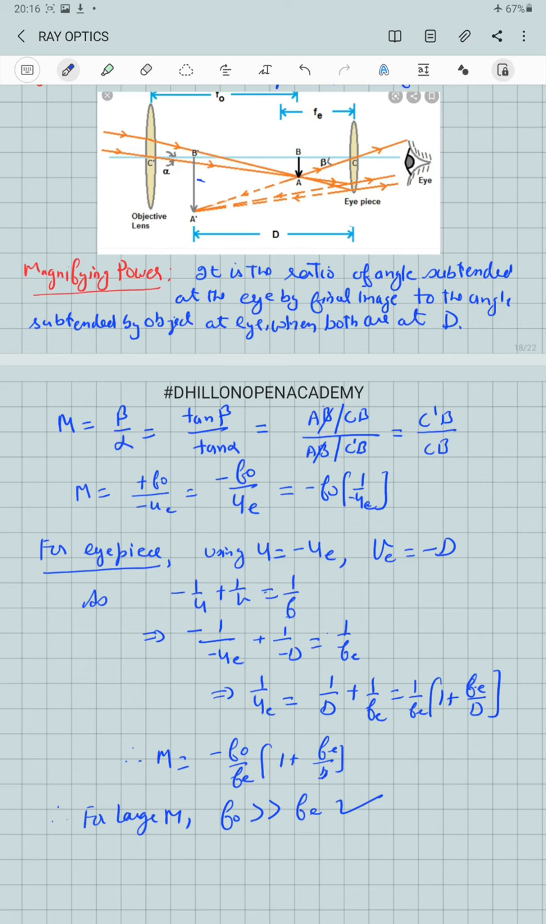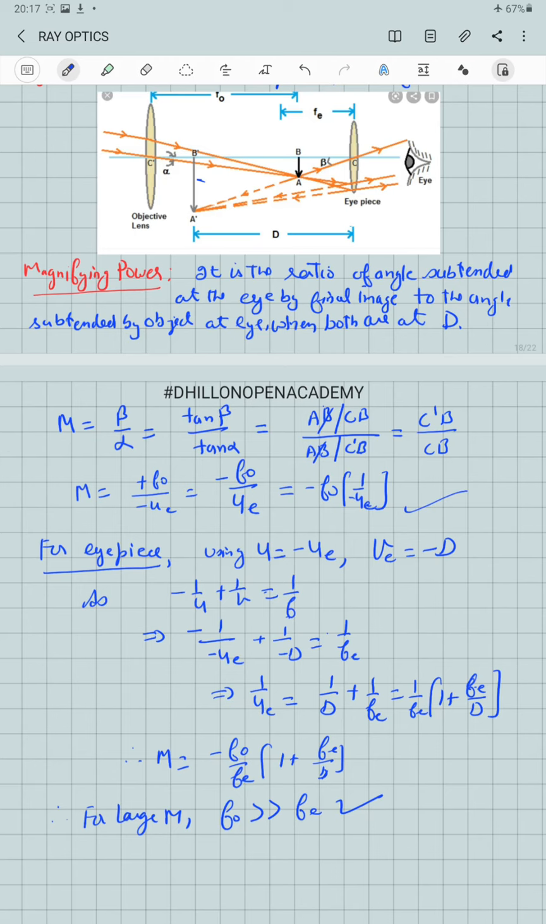Now for the eyepiece, we know that the object is at a distance CB, which is U, which we have taken as minus UE. The final image is formed at the least distance of distinct vision, so VE is equal to minus D. If we use these values in the lens equation for the eyepiece, we get the value of 1 over UE, which is equal to 1 over FE into 1 plus FE over D. Substituting these values into the above equation, we have m equal to minus f naught over FE into 1 plus FE over D.